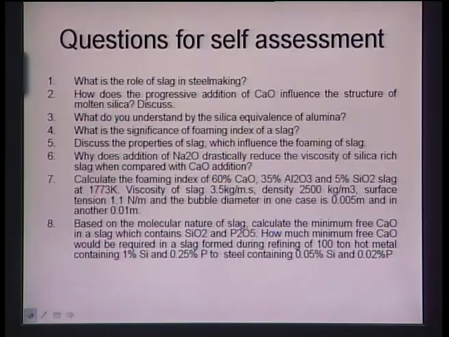So, here are the questions for self-assessment. I have framed around 8 questions for you. I just read very fast. What is the role of slag in steel making? How does the progressive addition of calcium oxide influence the structure of molten silica? What do you understand by the silica equivalence of alumina in slag? What is the significance of foaming index of a slag? Discuss the properties of slag which influence the foaming of slag, that I have already listed.